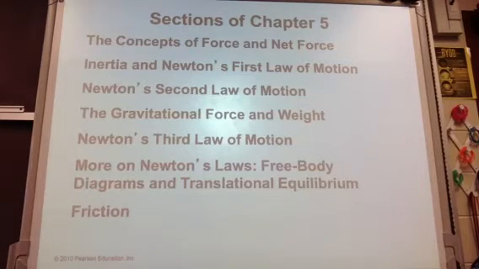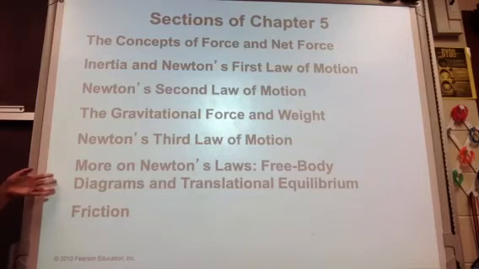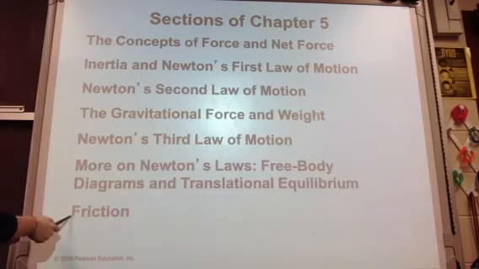second law of motion. The chapter also describes gravitational force and weight. We'll do Newton's third law, then we'll analyze Newton's laws by using free body diagrams, as well as looking at objects that are in equilibrium. And then lastly, this chapter is going to focus on friction.